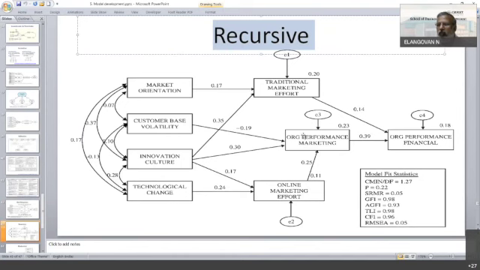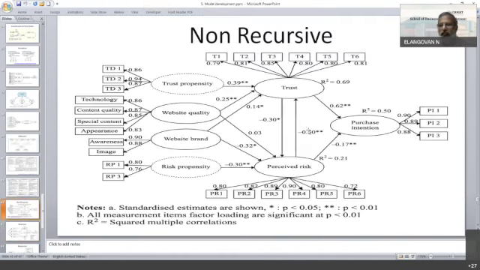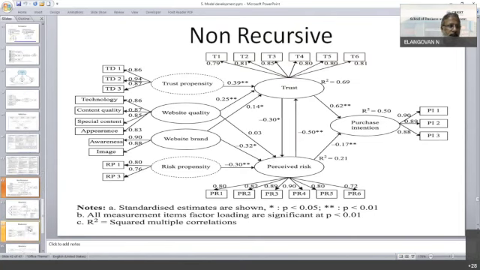Usually most of our models are recursive models. Rarely you will have a non-recursive model. But you need to understand, if you have a mutual interaction like this, it is supported by theory saying that trust influences perceived risk, and there are theories which say perceived risk influences trust. Bringing them both, we are drawing two lines, which leads to what is called a non-recursive model.